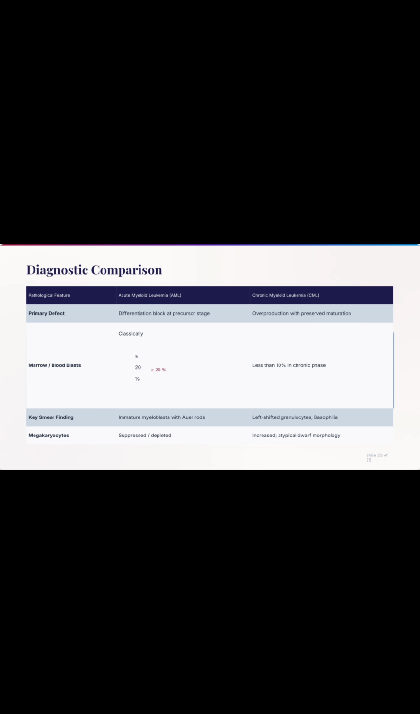Key smear findings. In acute myeloid leukemia, immature myeloblasts are seen with Auer rods, that is pinkish rod-shaped structures. In chronic myeloid leukemia, the key smear findings are left-shifted granulocytes with basophilia and eosinophilia. Megakaryocytes in acute myeloid leukemia are suppressed or depleted, whereas in chronic myeloid leukemia the megakaryocytes are increased in number with atypical dwarf morphology.